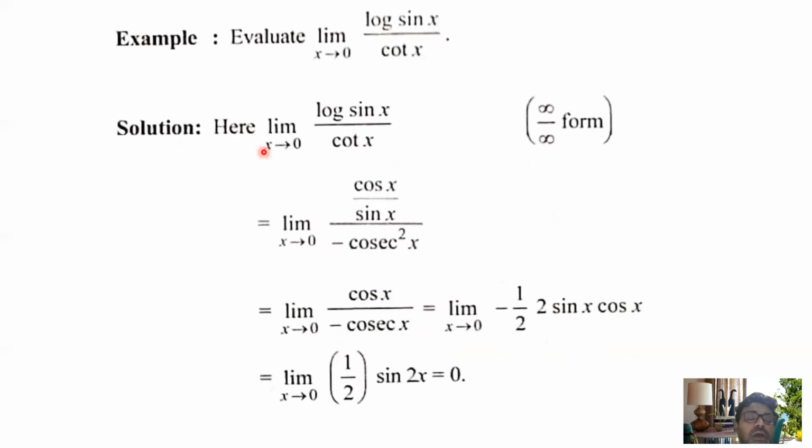Next example, limit x tends to 0 of log of sin x by cos x.